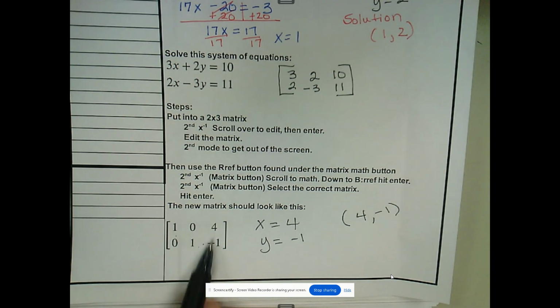So this is what we call our identity matrix. And this tells us what the variables are equal to.